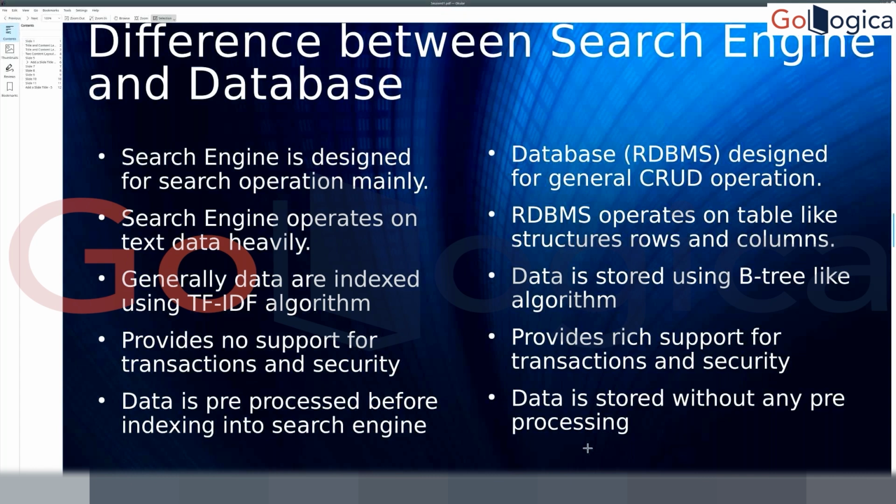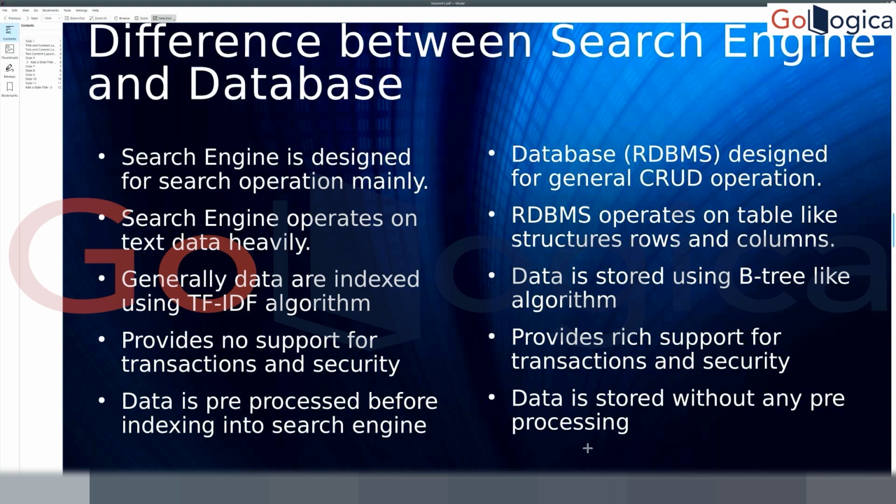The second point is that a search engine heavily operates on text data. If you want to understand what text data is, you might have to ask a question: what are the different data formats available in the market? One is image, video, text file, and binary file. These are the general classification of the file formats.